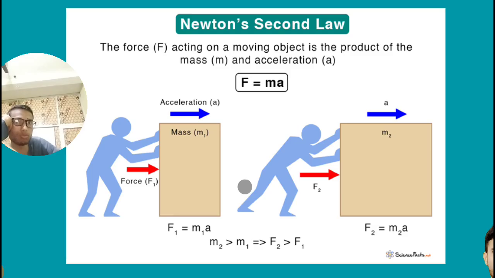Can you tell me in this which one is applying more force? Of course this one, so F2 is applying more force. And which object has more mass? Of course M2 has more mass. This object has more mass.